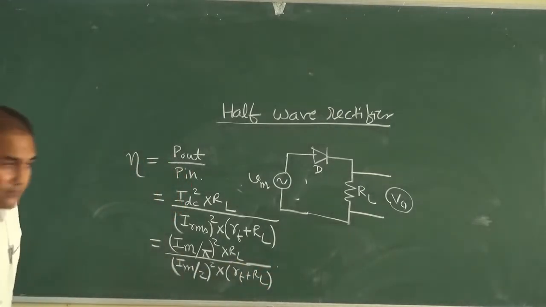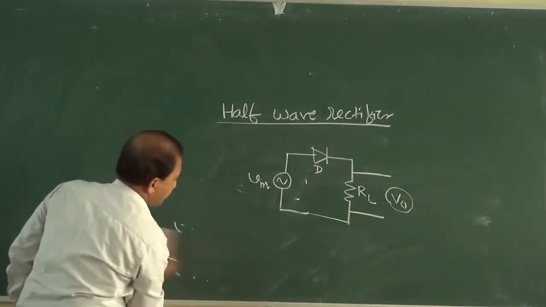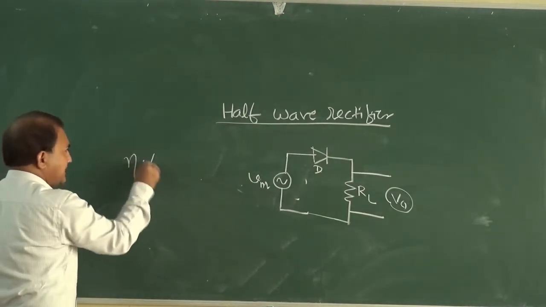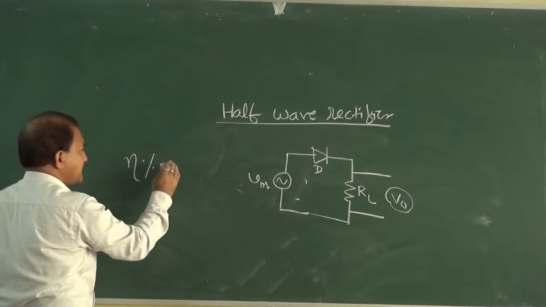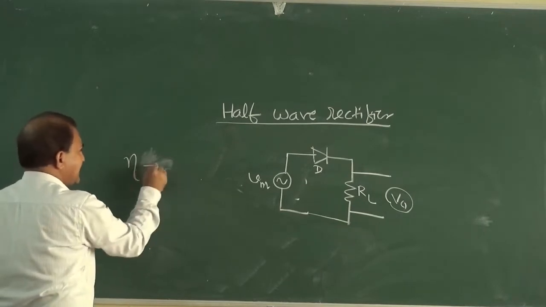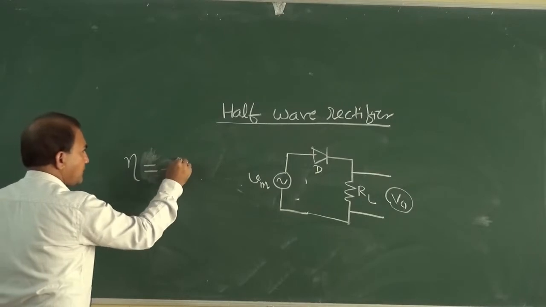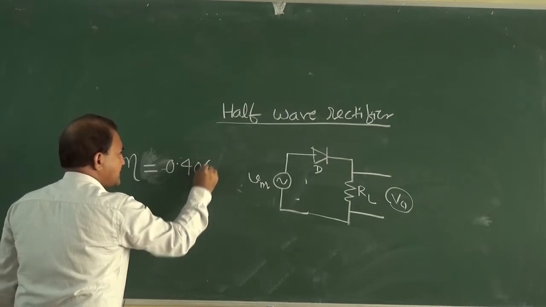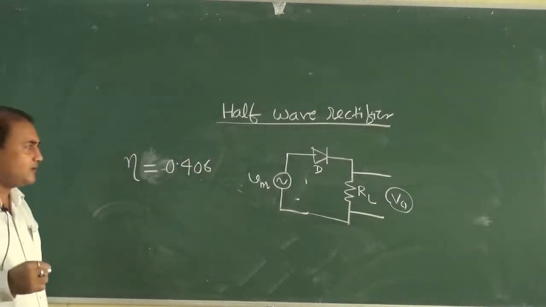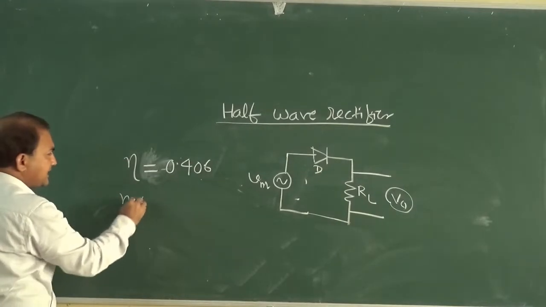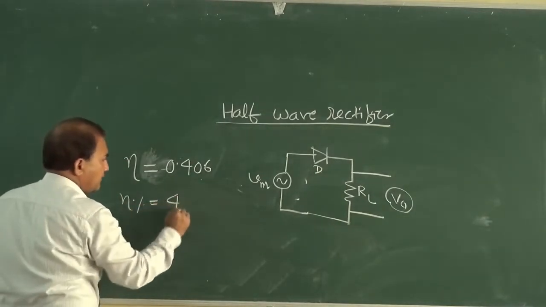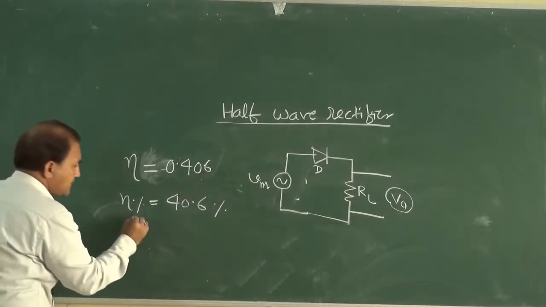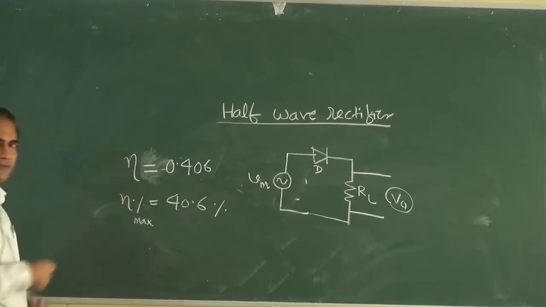So in previous class we have seen that efficiency in terms of percentage, it is equal to maximum efficiency. First we have seen efficiency, it is equal to 0.406. In terms of percentage it was 40.6%. This is maximum efficiency in case of half wave rectifier circuit.